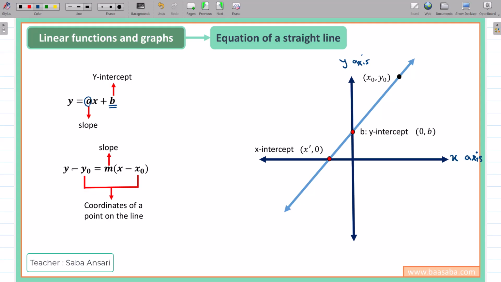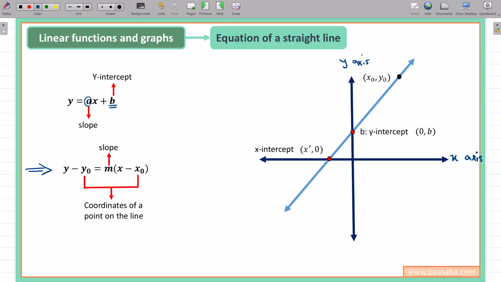The other way is using this equation here. Y with the index of 0 and x0 are the coordinates of a point on the line. It can be any point you know. It doesn't matter if it's on the x-axis or another point of the line. And m, of course, is the slope of the line. So, as you can see, for both of these ways, we need to know the slope of the line.